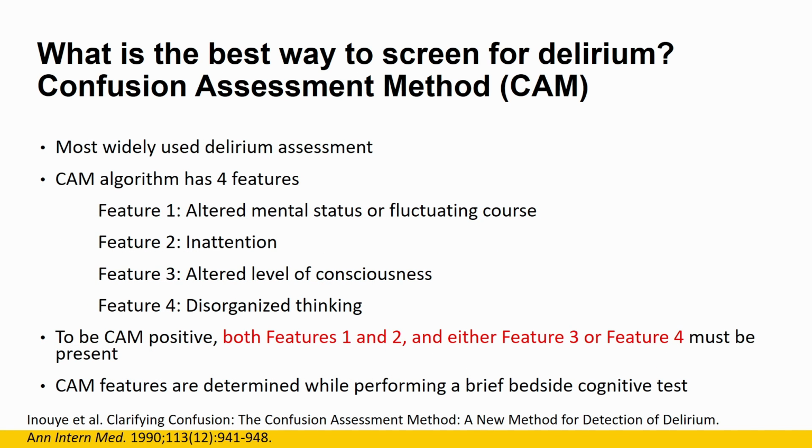How about the Confusion Assessment Method, or CAM? This instrument was developed by Sharon Inouye back in the 90s to improve the diagnosis of delirium by non-psychiatrists. This instrument is one of the most widely used delirium identification tools. The CAM algorithm has 4 features. It requires feature 1, which is a fluctuating mental state over time, and feature 2, which is inattention. For a diagnosis of delirium, you need feature 1 and feature 2, along with either feature 3, which is an altered level of consciousness at the bedside, or feature 4, which is disorganized thinking. Providers are required to use cognitive assessments to identify delirium with the CAM.